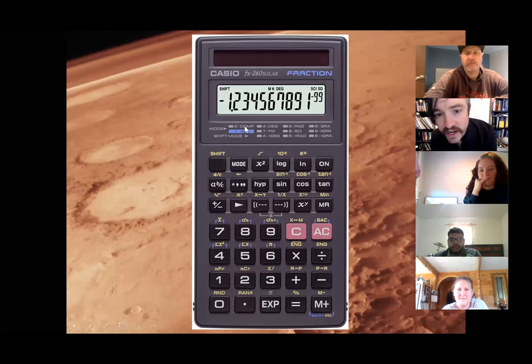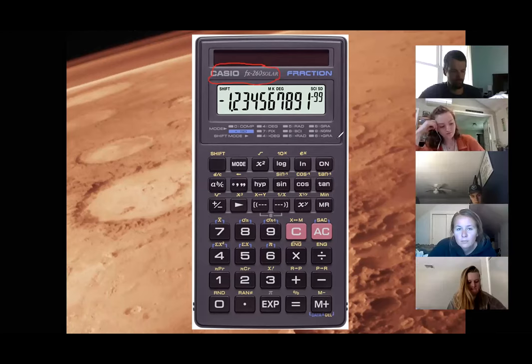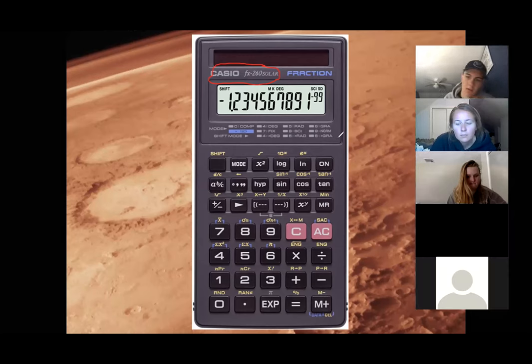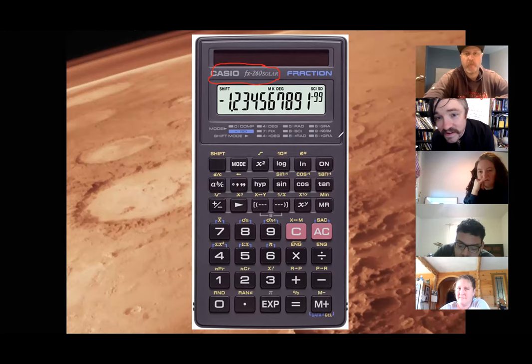Anyways, that's why you're gonna need one of these. This is the official calculator for the course. It is called the Casio FX260 Solar Calculator, available wherever calculators are sold, like Staples, Best Buy, Walmart has them for $8. That's less than the price of a pack of smokes. You can get yourself a Casio calculator and learn all about the universe, okay?